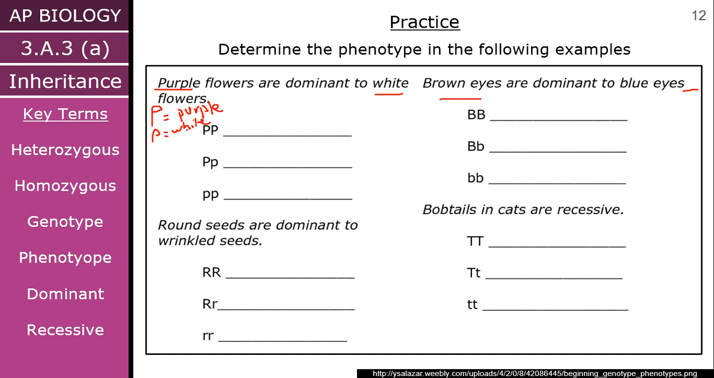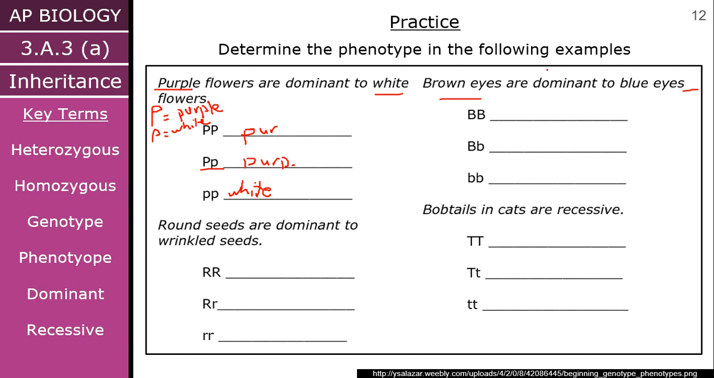Now I just need to figure out what my phenotypes will be. Well, if I'm big P, I'm going to be purple. And then if I'm little p, well, I'm white, so I'm going to be, you guessed it, white. But if I'm a heterozygote, I need to be whichever one is dominant. So in this case, that's purple.